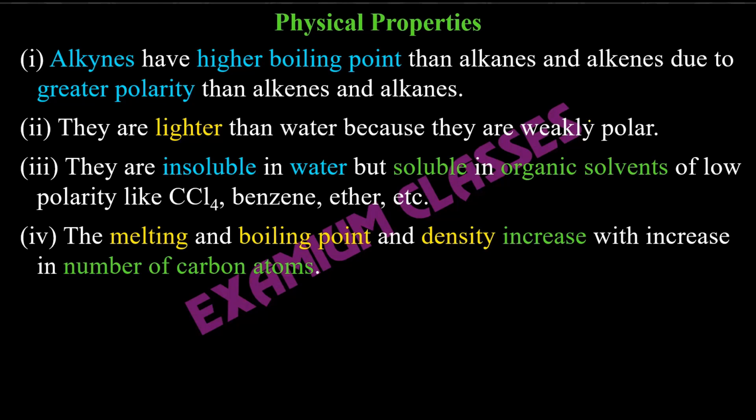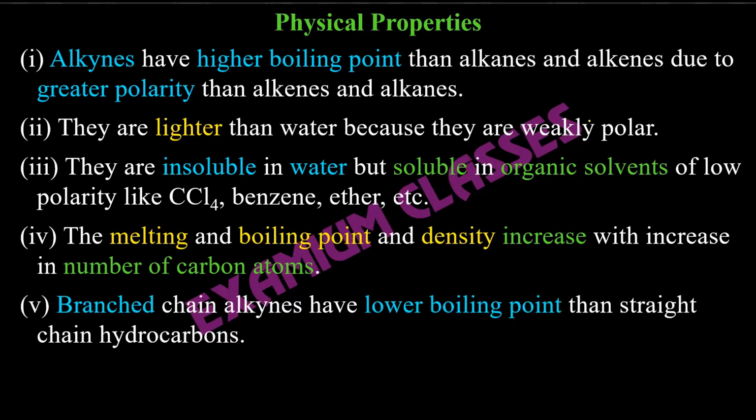Melting and boiling point and density also will increase with increase in number of carbon atoms. Then this is also the same thing we have talked about. Branched chain alkynes have lower boiling point than straight chain hydrocarbons. Okay, so can you tell me the fifth one? What is the reason? Write in the chat box. What is the reason for fifth one?